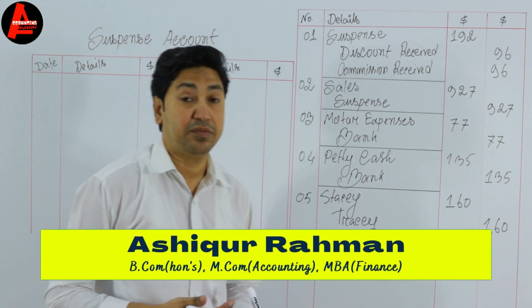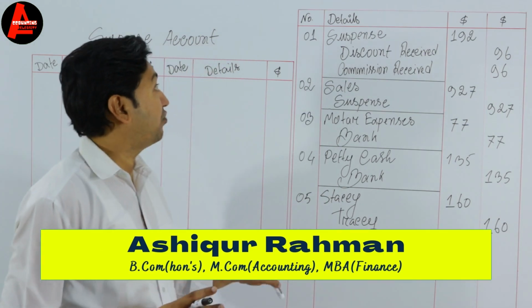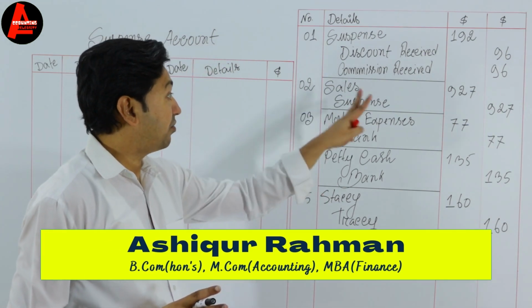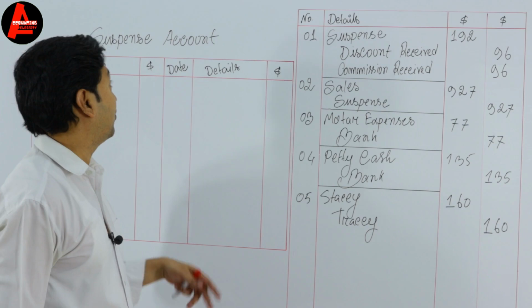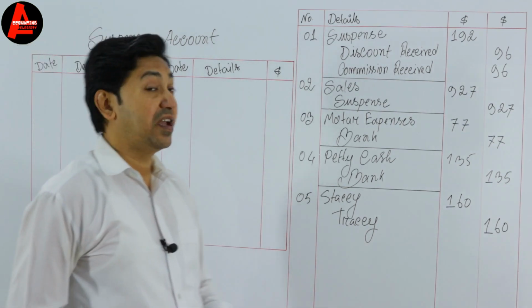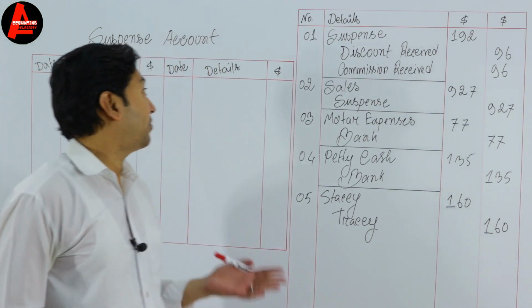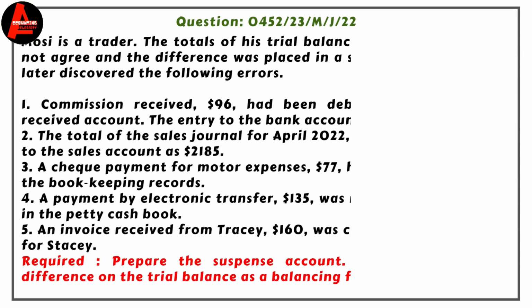So we have some transactions, rectifications and the questions. Here we already journalized, and from these journalizations we will now prepare this suspense account. This question has been taken from the Cambridge IGCSE accounting first paper. Before we dive in, let us have a look at the question.